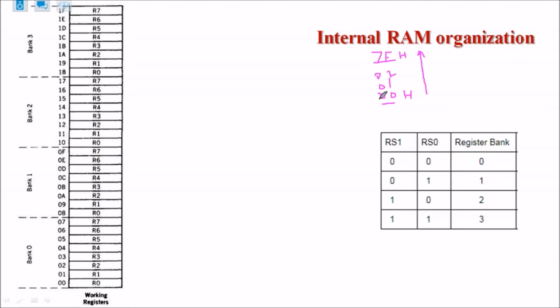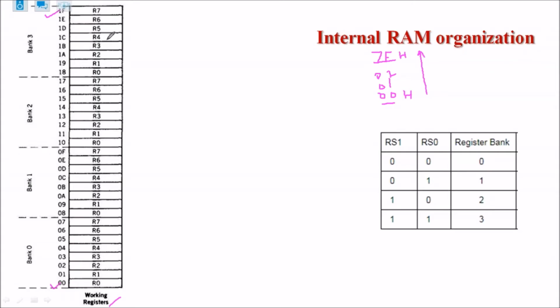This internal RAM, 128 byte internal RAM, is divided into three parts. Listen carefully. The internal RAM memory of 8051 is divided into three parts. The first part is now shown here. This is called the working register part or register bank part of RAM memory. Its address starts from 00 and the last address is 1FH. So this is the first part.